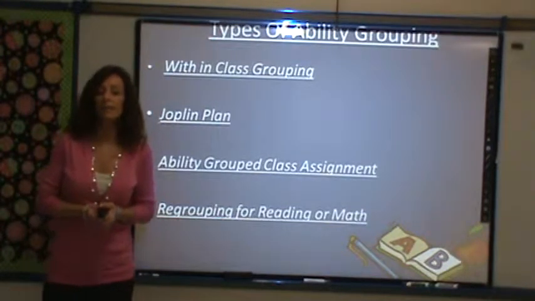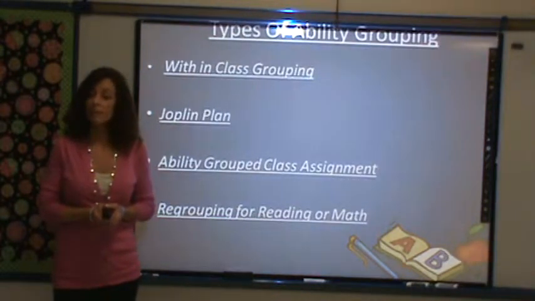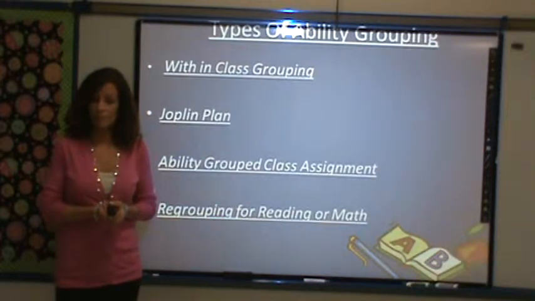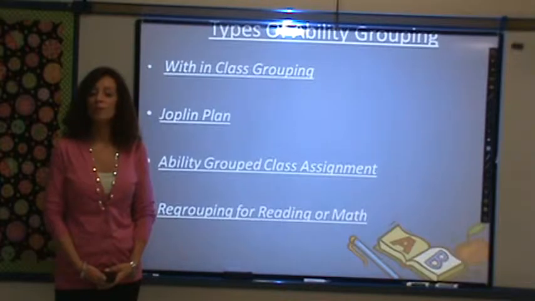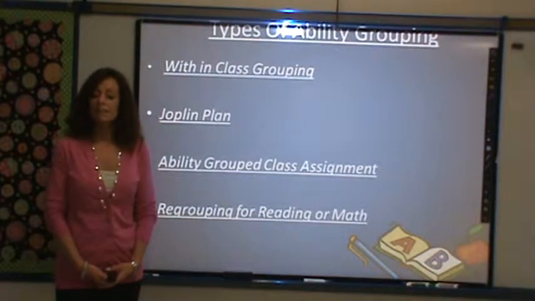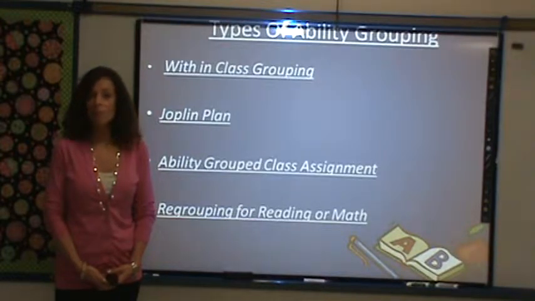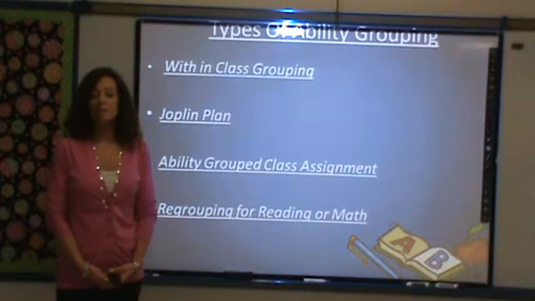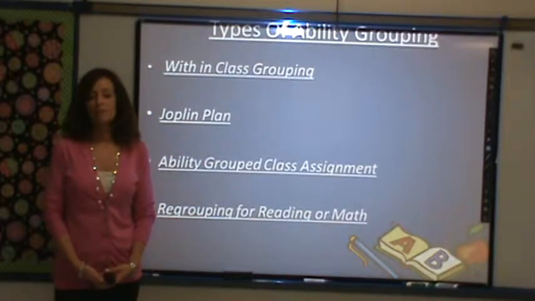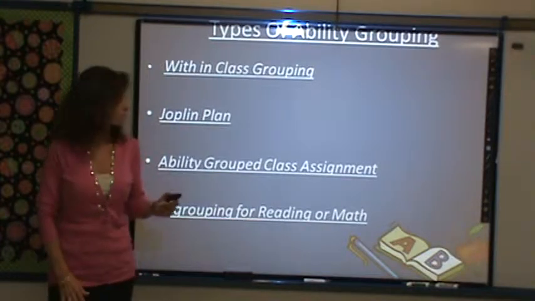The Joplin plan is when students are grouped heterogeneously for most of the day, but are grouped by ability for reading instruction. There's ability grouped class assignment, and that's where students are placed in a self-contained classroom based on their ability or achievement. This would be an example of a special education classroom or perhaps a gifted and talented program. The other is regrouping for reading and math. Students are sorted into an ability group for 1 or 2 subjects.